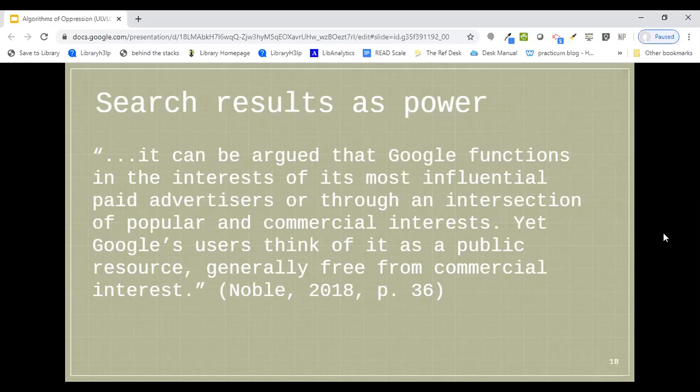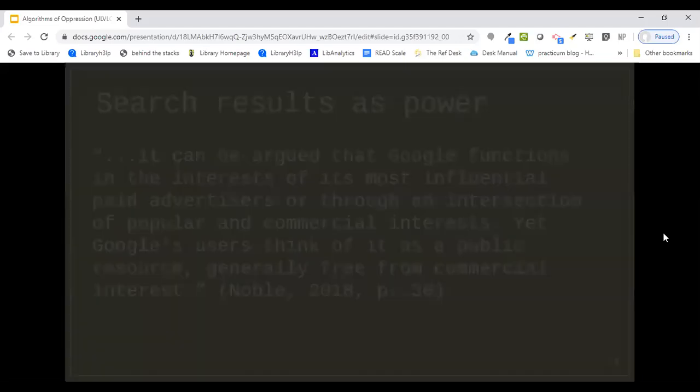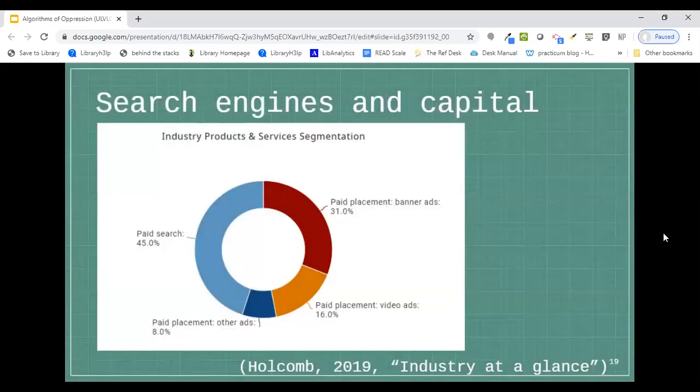But when I think about myself being younger, just being in college, before I was a librarian, before I worked in a library, I definitely didn't think about how search engines worked or what made them work. So getting back to that IBISWorld industry report that I talked about earlier, when you look at the capital that's going into the search engine industry, the products, the services, it's all about who's paying for ads. So banner ads, video ads, paid search.